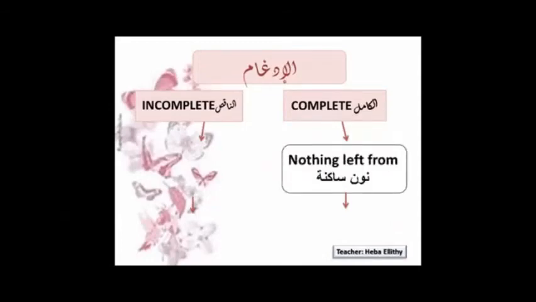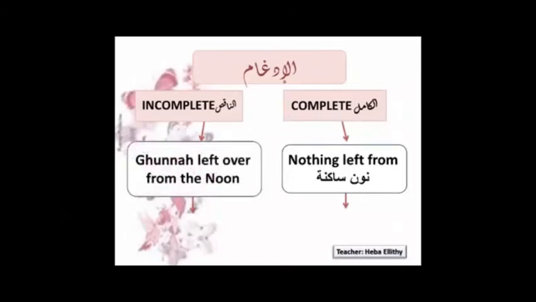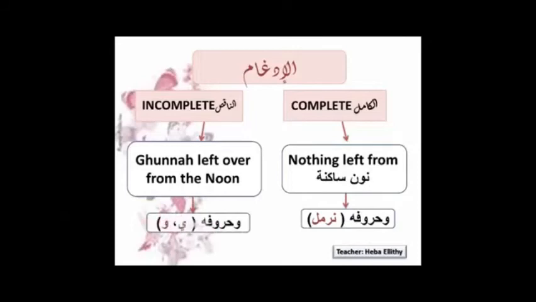So for complete idgham, al-idgham al-kamil, nothing left from the nun sakinah. In incomplete idgham, غنة left over from the nun sakinah. Al-idgham al-kamil, the letters of it is nun, ra, mim, lam. And the scholars put it for us in word narmil. Narmil. Okay? The idgham naqas, incomplete idgham, we have letter ya and waw. What's these magic words I said? We will understand it inshallah right now.